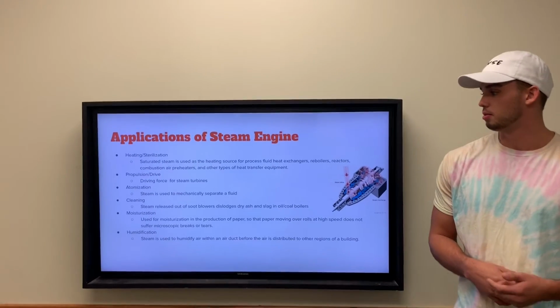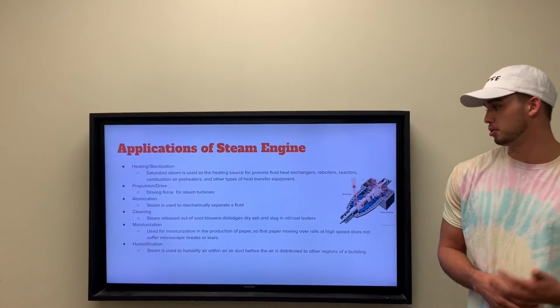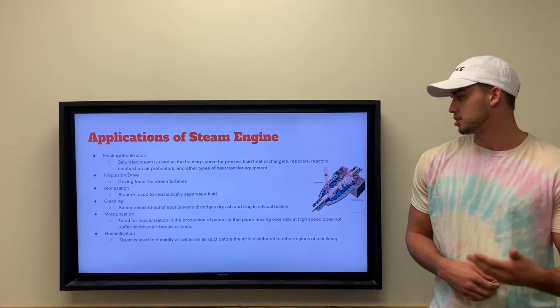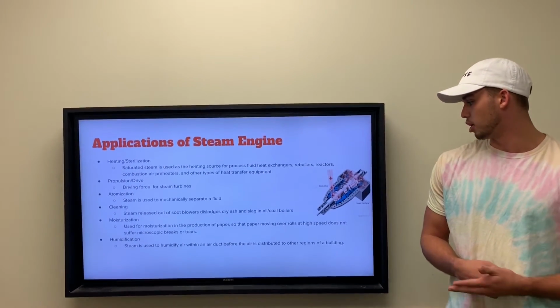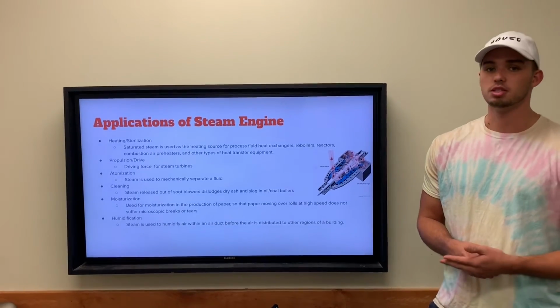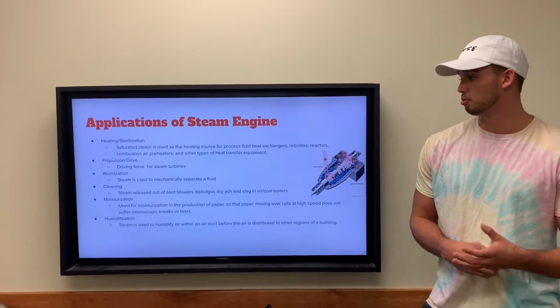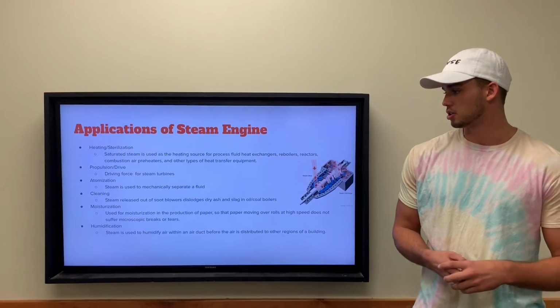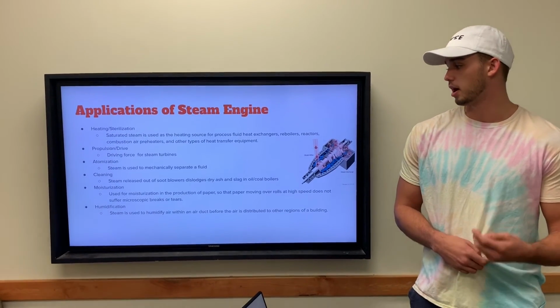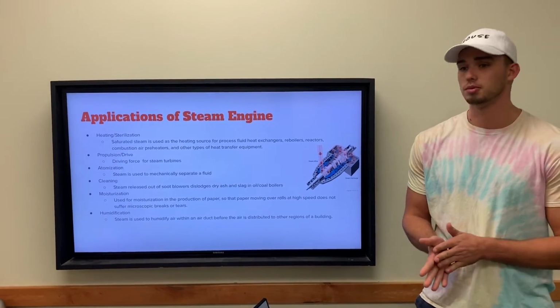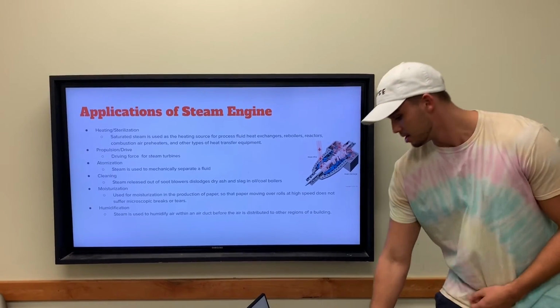Moisturization: when paper is being produced, steam is used so that the paper moving over rolls at really high speeds is prevented from tearing or having little breaks. And humidification, where steam is used to humidify air within an air duct before the air is distributed to other regions of a building.